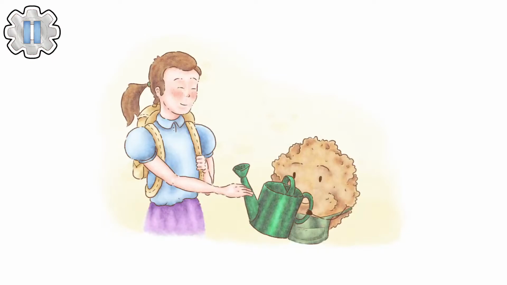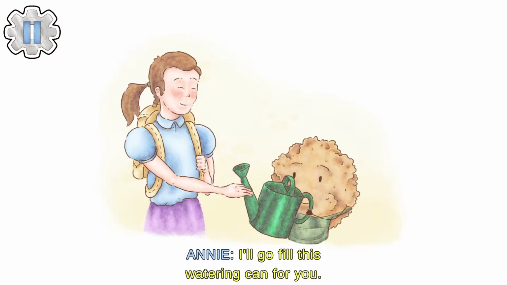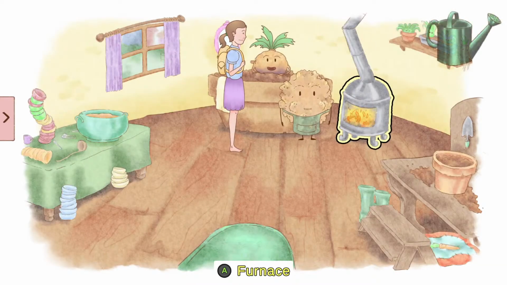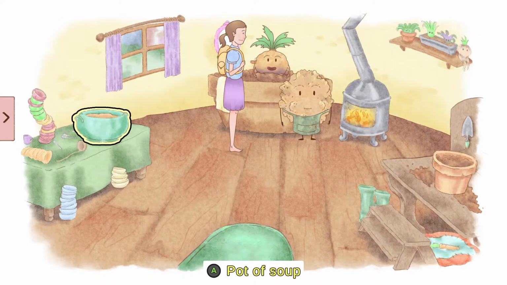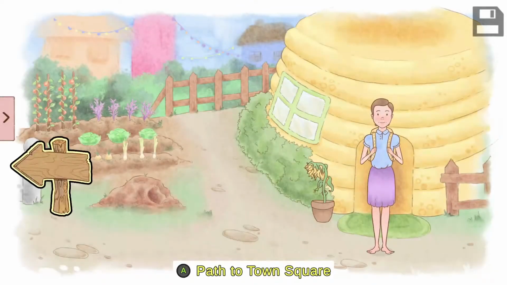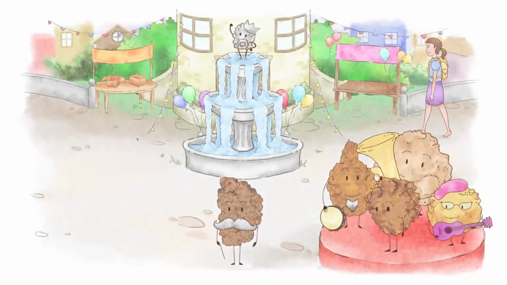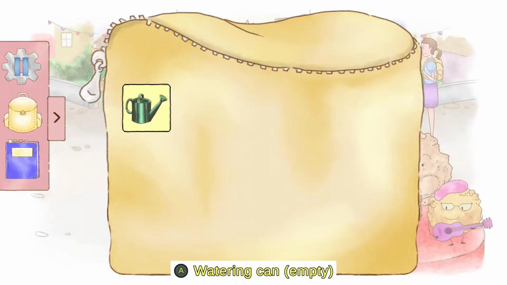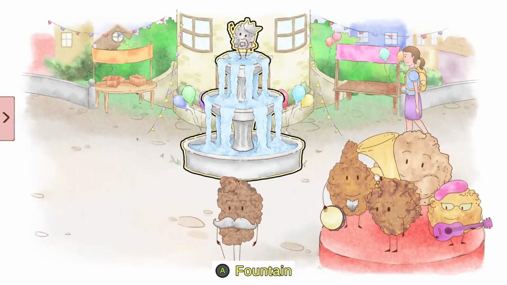The cook hands Annie a dark green watering can. For me? Why, thank you. I'll go fill this watering can for you. Watering can. Empty. Added to backpack. Furnace. Side menu. Pot of soup. Window. Door to outside. Auto saving. Path to town square. Path to watering can. Fountain.